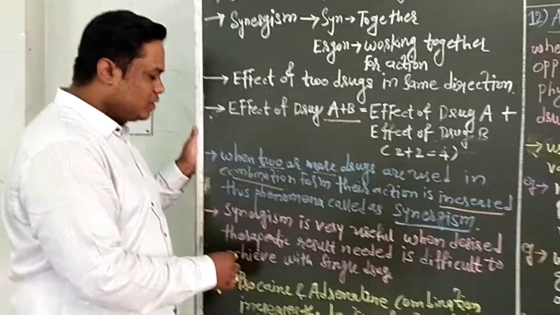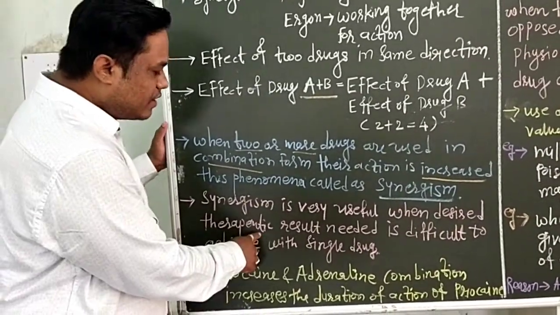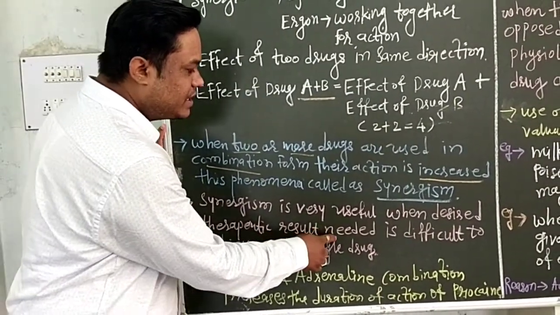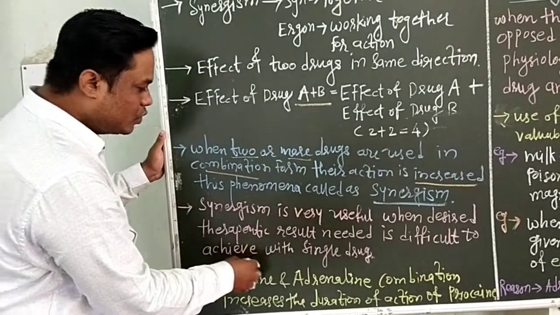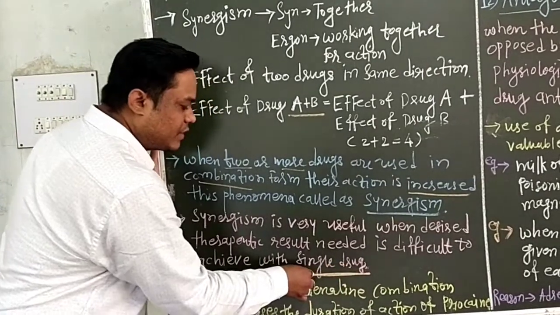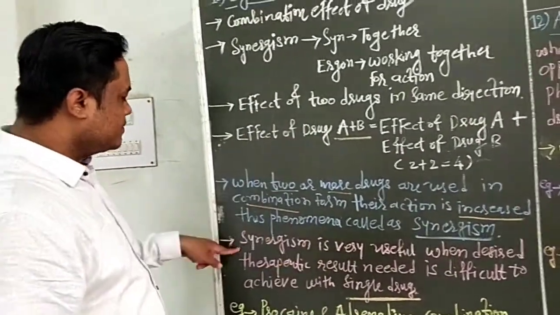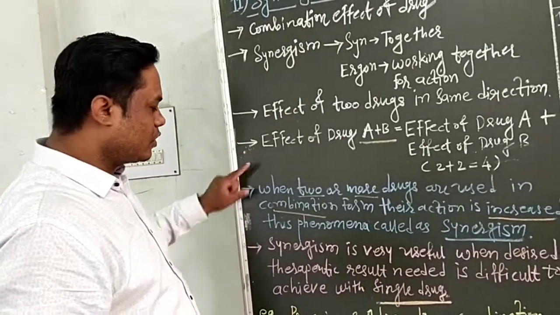And where is it useful? Synergism is very useful when a desired therapeutic result is needed and it is difficult to achieve with a single drug. In this, the combination of drugs is preferred for the action.